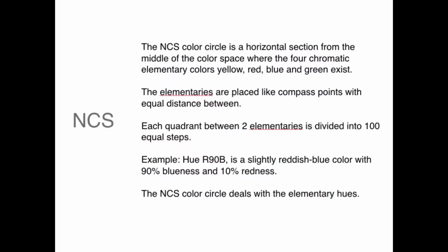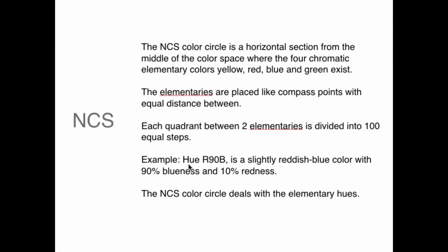So in NCS, the hue circle is exactly at the equator of the color space. As mentioned, the elementary chromatic colors are compass points in that flat circle, then with white at the top and black at the bottom. Every quadrant between 2 elementaries is divided into 100 equal steps, so there is some similarity to the Munsell system, but they're not exactly the same thing. You can see that if you have 100 steps between elementary colors, you're going to have a lot more color opportunity than you will with the Munsell system.